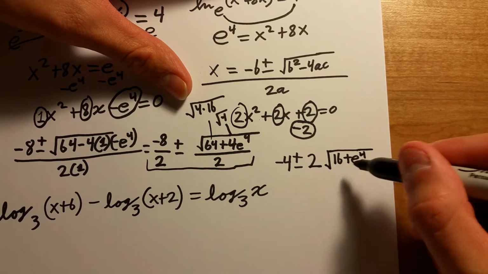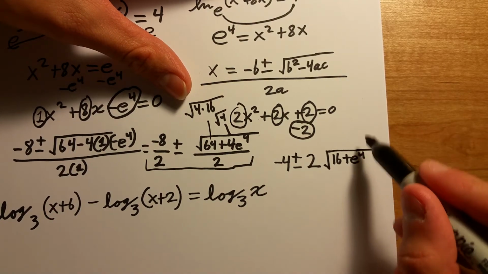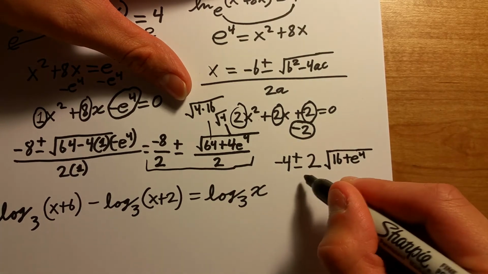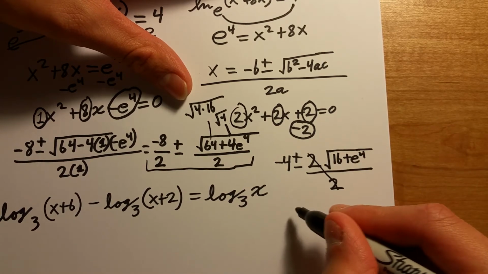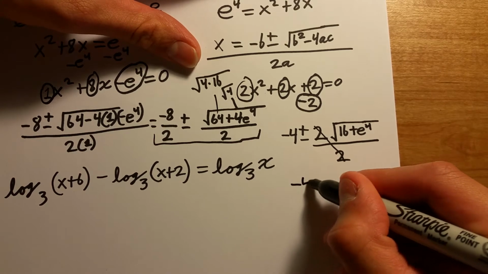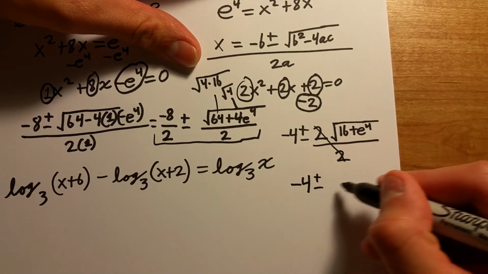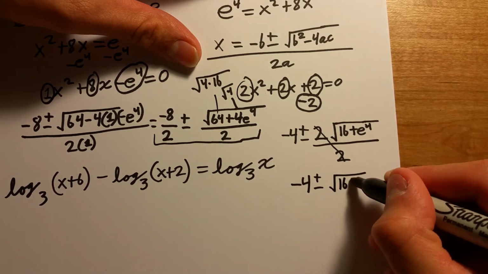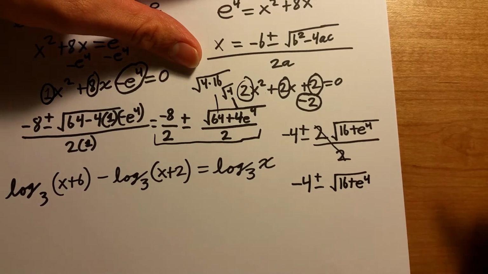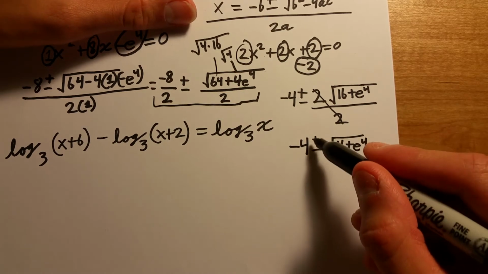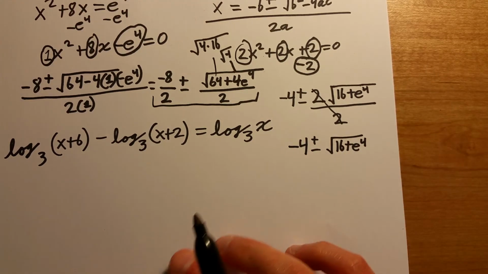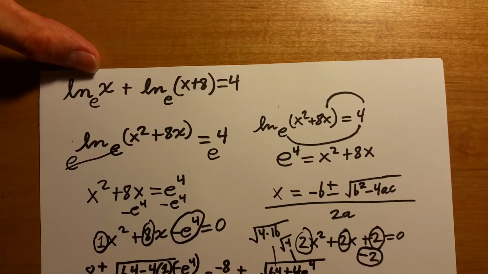And you can't take the square root of 16 since it's connected to the e to the power of 4, unfortunately. And then this whole thing is still divided by 2, but that's going to cancel out. And then you're going to be left with negative 4 plus or minus the square root of 16 plus e to the power of 4. And again, you cannot leave it like this. It's either the positive one or the negative one, since we have bases.